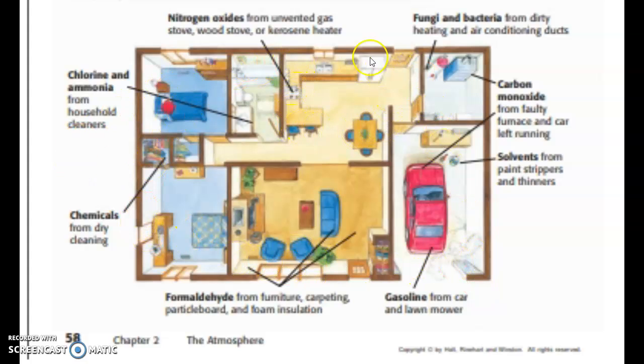As you can see, this is the kitchen area, and you can see that there is a lot of nitrogen oxide gas being emitted from this space, and that's because of unvented gas that forms when we are cooking. It could be due to a wood stove or gas stove or even a kerosene heater.